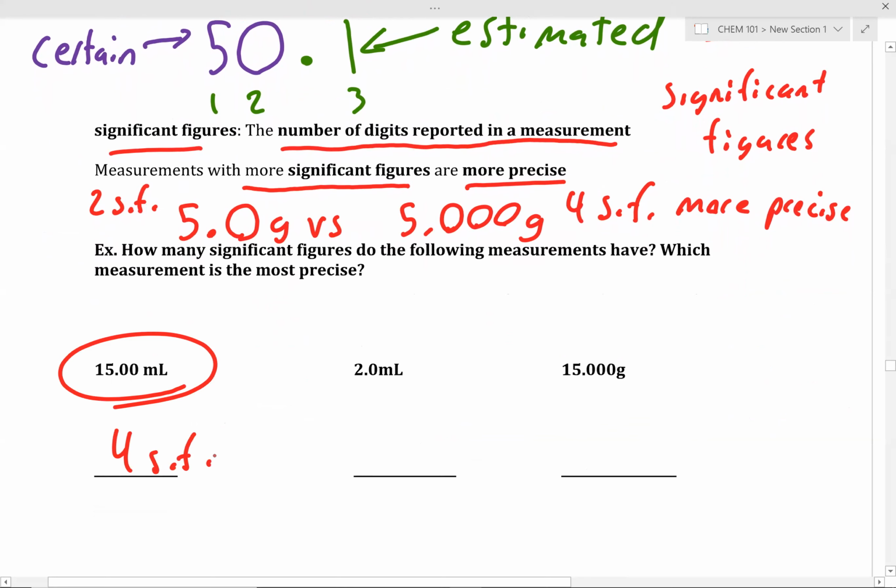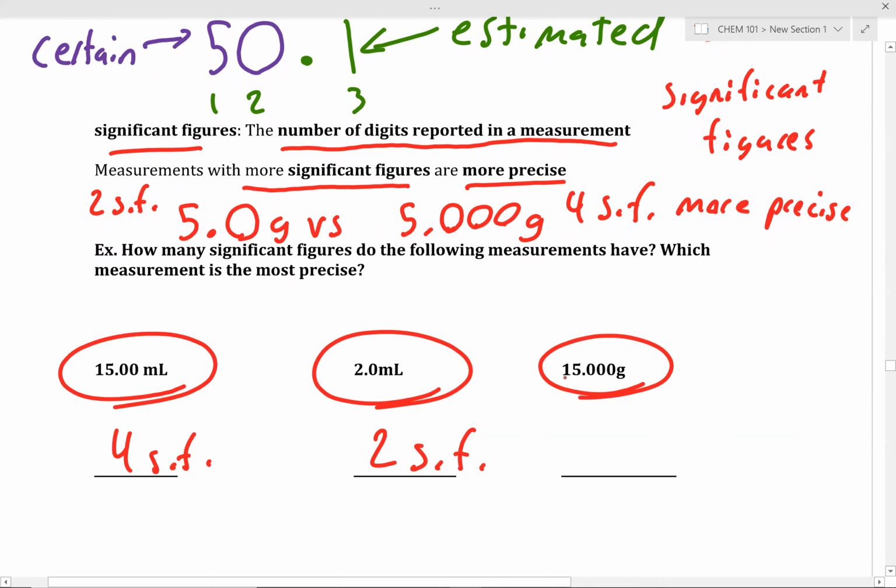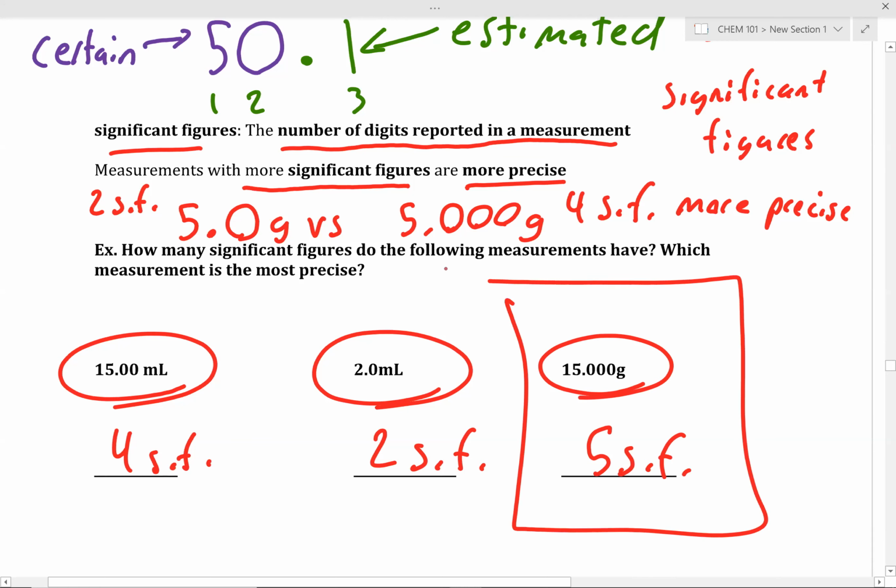Okay, would someone like to volunteer? What about 2.0? 2 sig figs, yep. 15.000, 5 sig figs. So which of the following measurements is the most precise? The last one, yep. Why? It has the most significant figures, exactly. Okay, any questions on that? Okay, let's continue on.